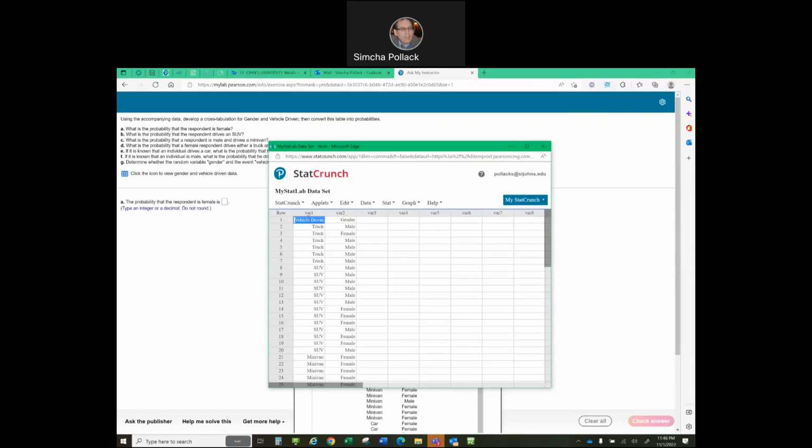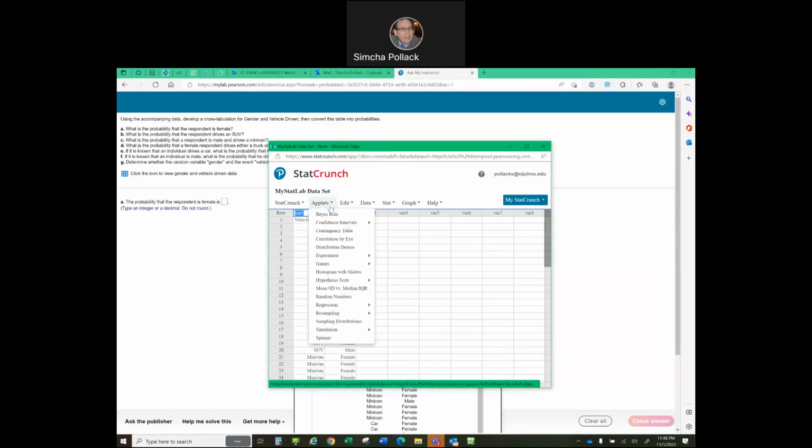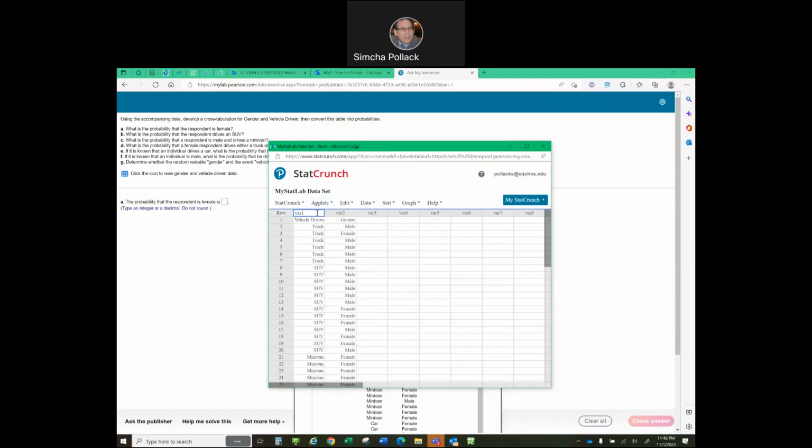I think it's a mistake. The first row should be called, and the var1 should be vehicle. Let's change it to vehicle. Of course, if you don't do that, the computer thinks that's data. Vehicle. Let's call this gender. Okay, and that means the first row really should be deleted. It doesn't really contain data.